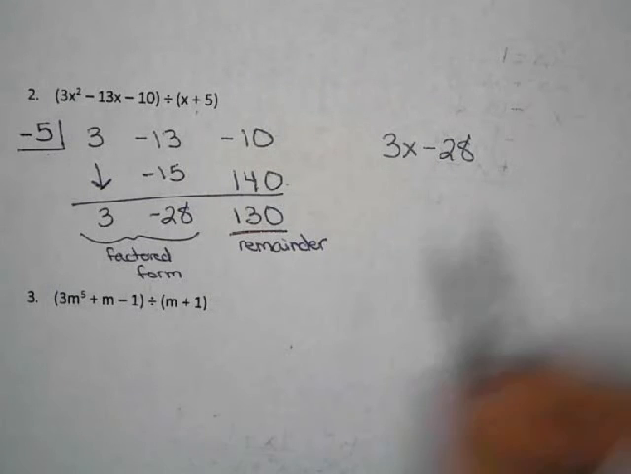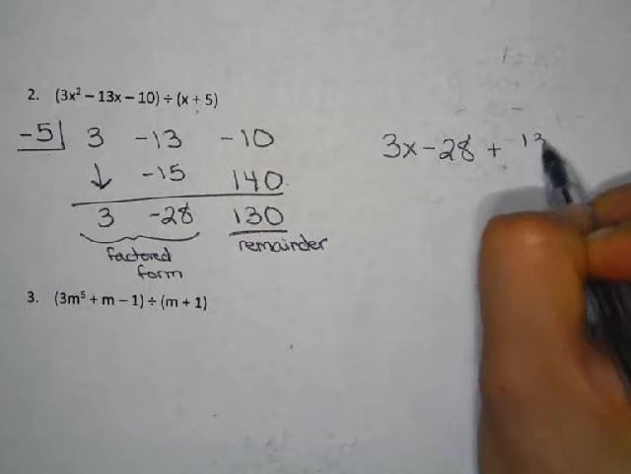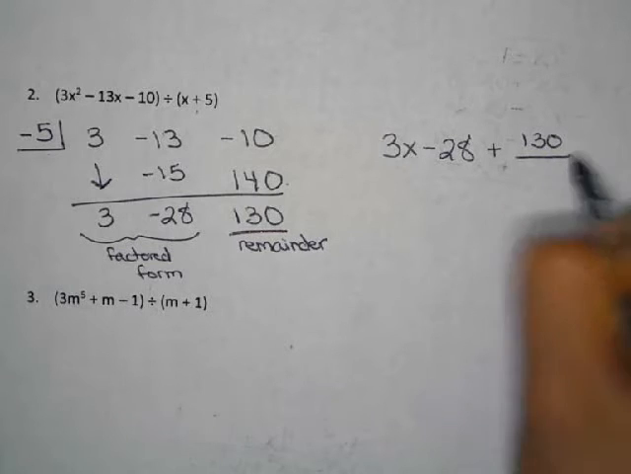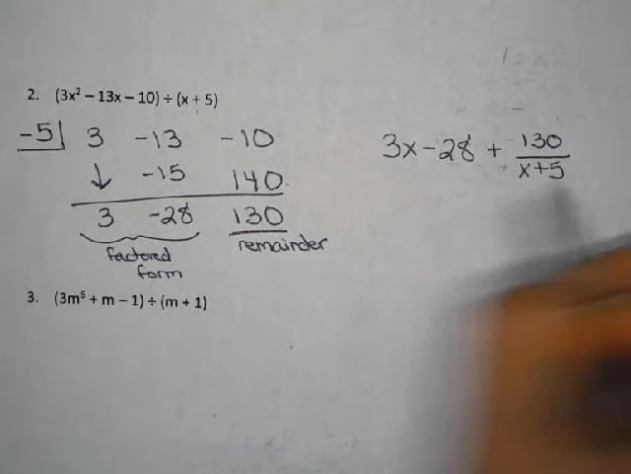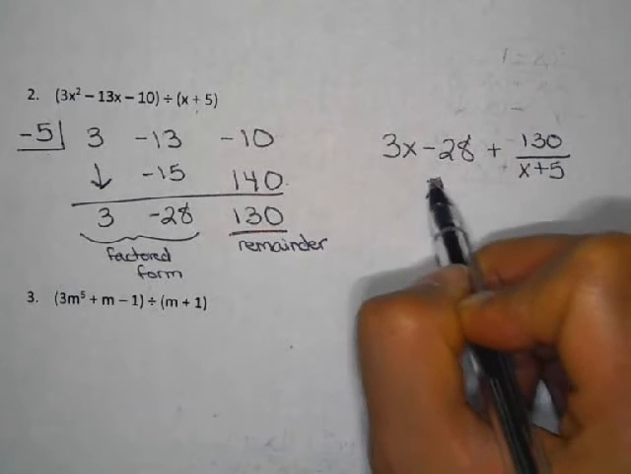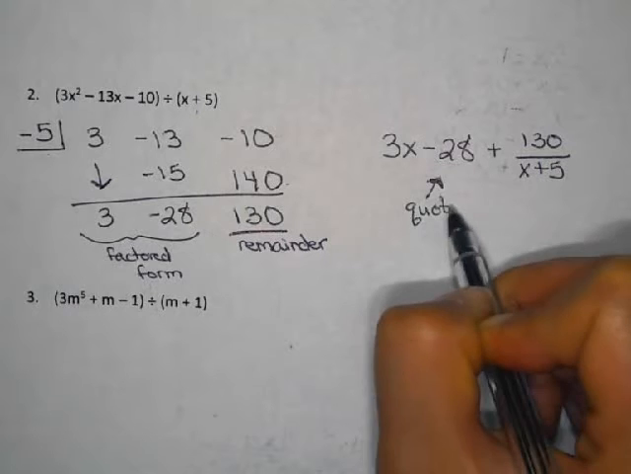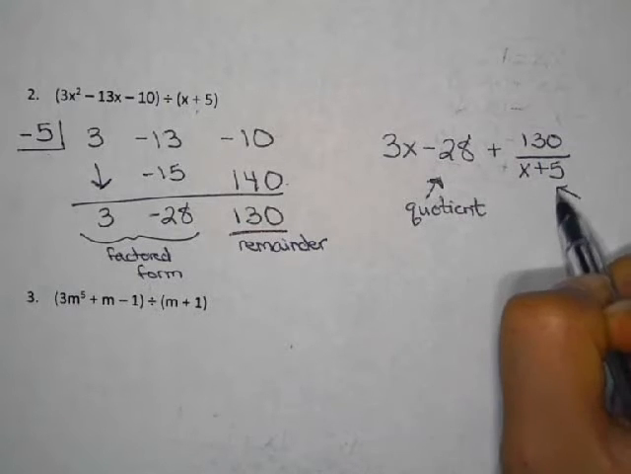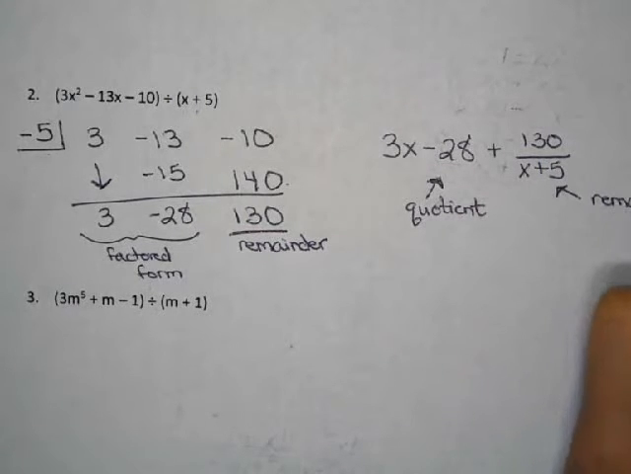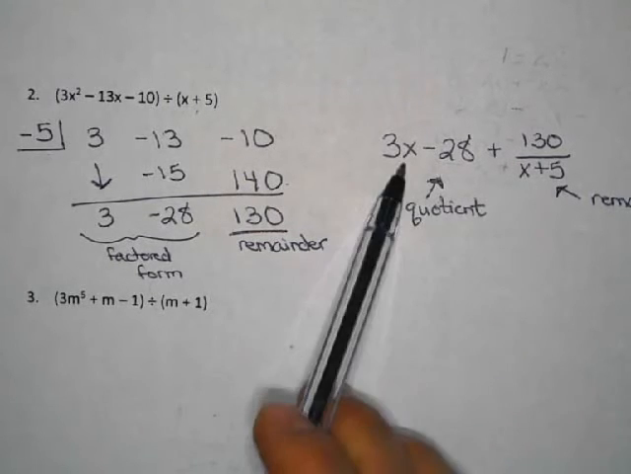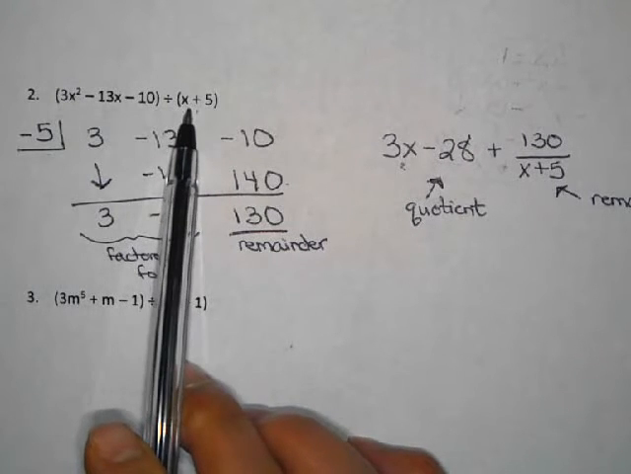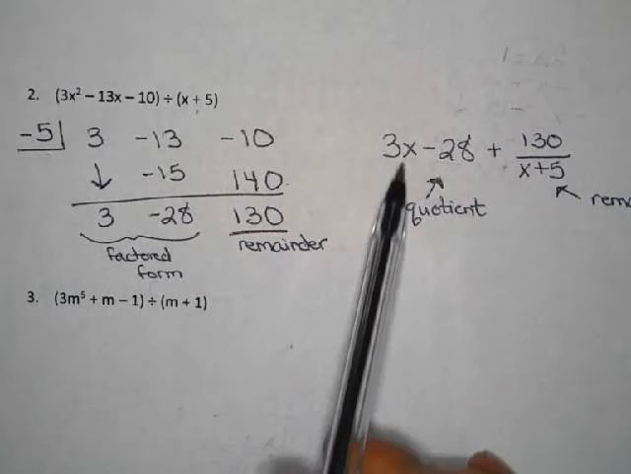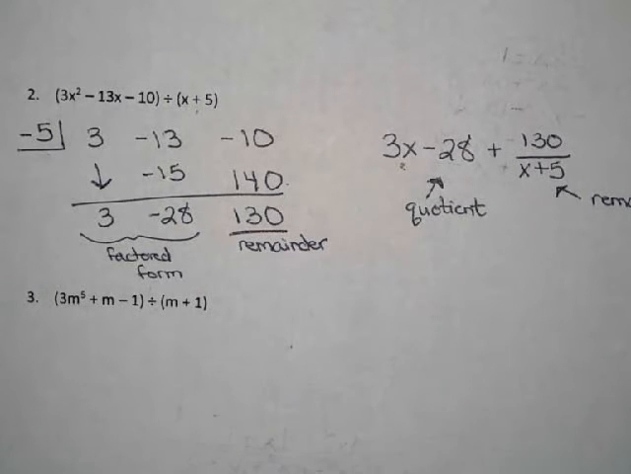And since we have a remainder of 130, we're going to add that as 130 over what we divided by, which is x plus 5. So this right here, this is your answer, which, if you recall, is always called the quotient. And then this piece here is your remainder. And again, notice how this dropped down a power, because we were at 3x squared divided by just an x. And so when we divide that, it drops down to just an x to the 1 power.